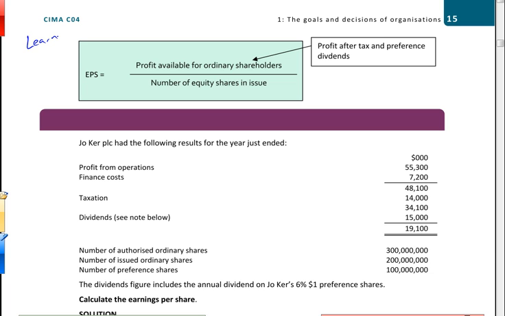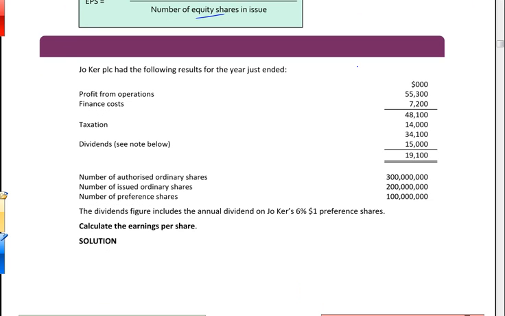So we have earnings per share is equal to the profit available for the ordinary shareholders. So that will be the profit after tax. So it's the profit after tax and preference dividends, but it will be before ordinary dividends, because we want to know what's available for the ordinary shareholders, and we divide by the number of shares in issue, the number of equity shares in issue. So let's have a look at this next example.